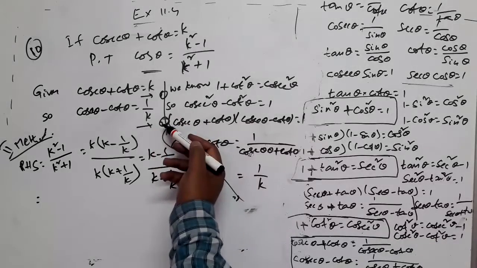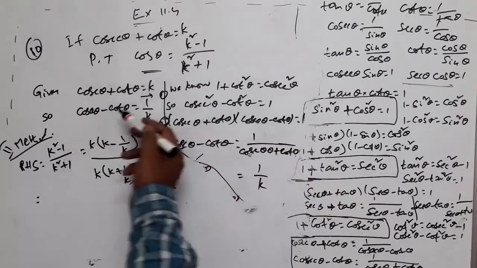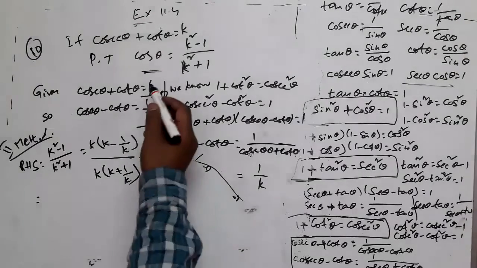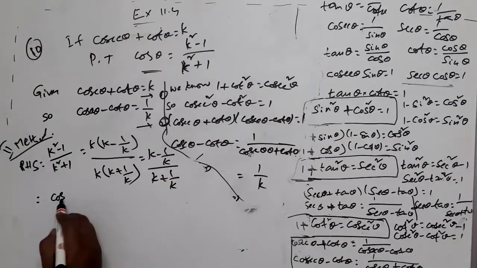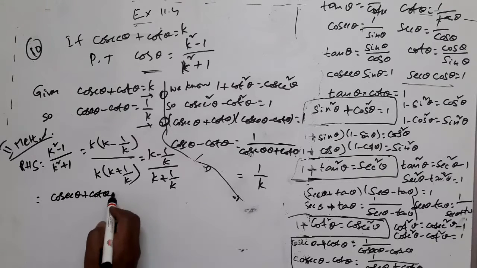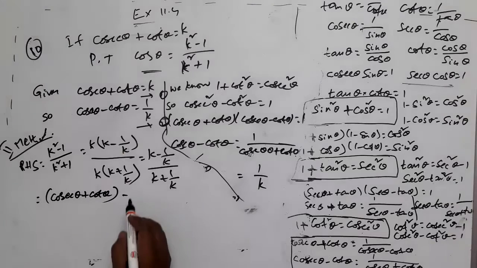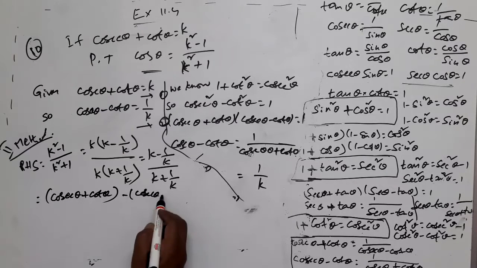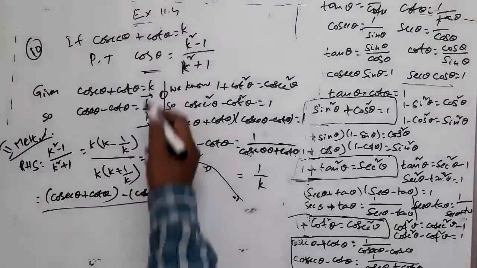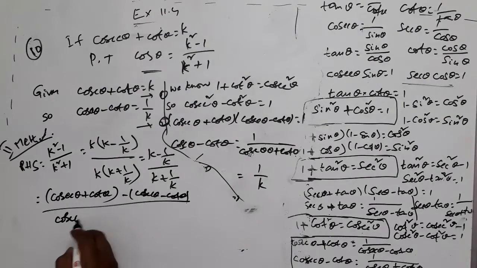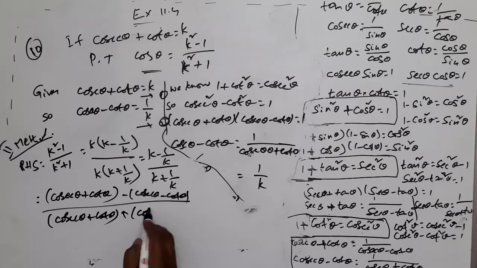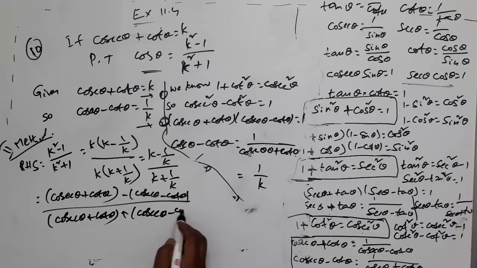Let us use these two now. K can be replaced by this, 1 by k can be replaced by this. So difference is that k minus 1 by k. So that is this minus this. That is cosecant theta plus cot theta minus of cosecant theta minus cot theta, by k plus 1 by k. That is this plus this. Cosecant theta plus cot theta plus cosecant theta minus cot theta.